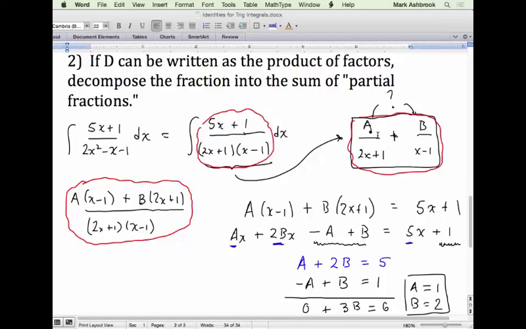So what did we do? We found the values of a and b that make this form, the partial fraction or decomposed form, equal to what we started with. If a equals 1 and b equals 2, then that is exactly equal to this expression. So then we can do the integral of 1 over 2x plus 1 dx plus the integral of 2 over x minus 1 dx.